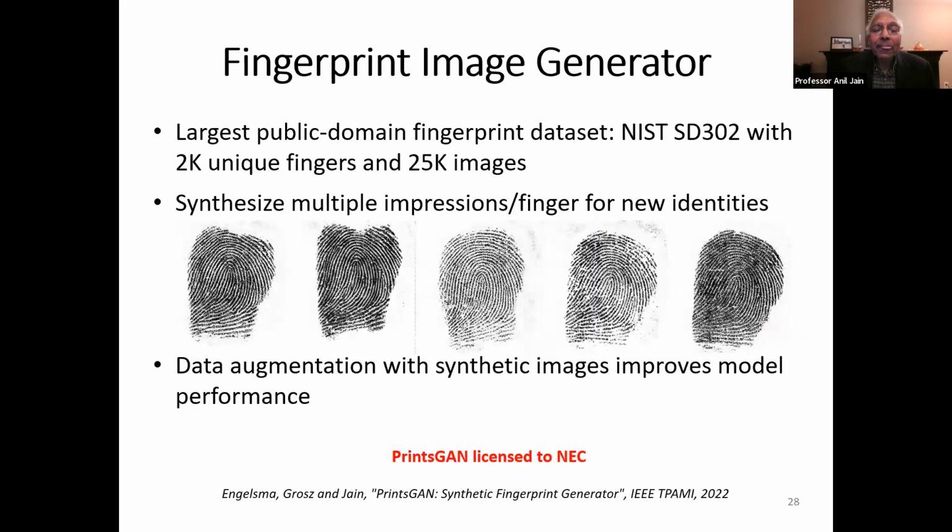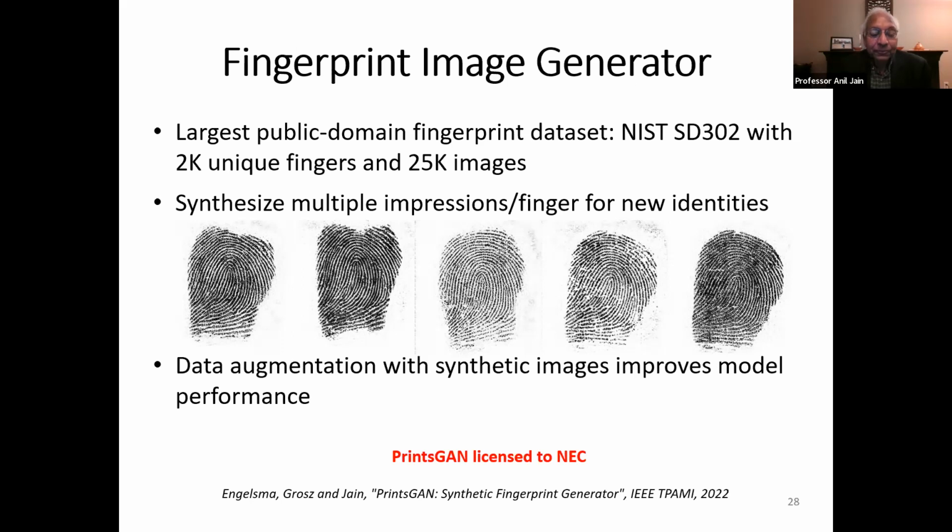Next slide, please. So now the question is, we are fortunate to have this large database of fingerprints to train a network. But you know, the data is becoming very difficult to get. This is true for face recognition as well as for fingerprint recognition. The largest database we have for fingerprints is for 2,000 unique fingers and 25,000 images. That's not enough to train a complex network.